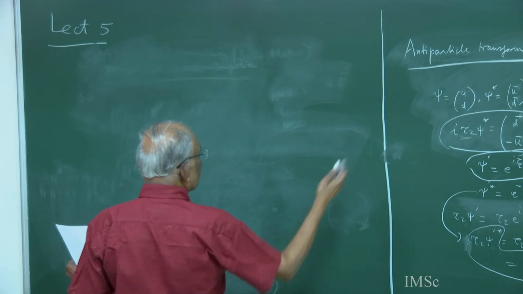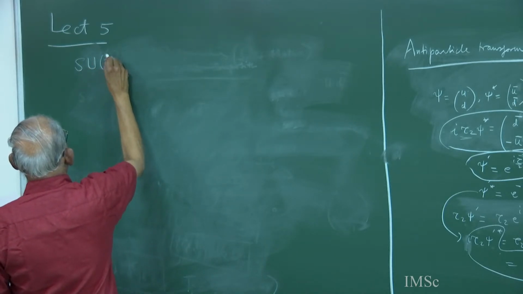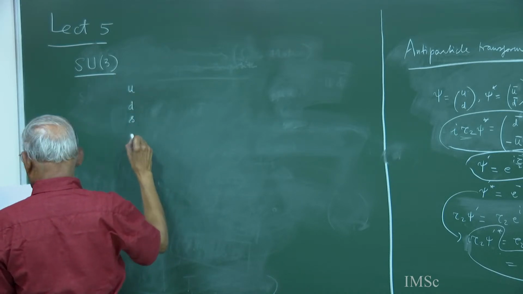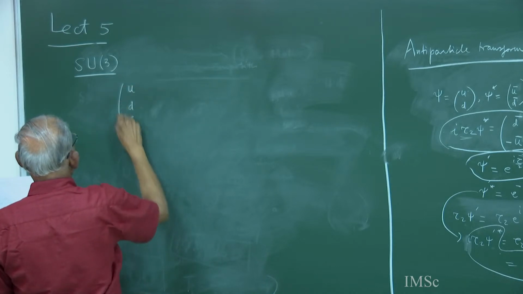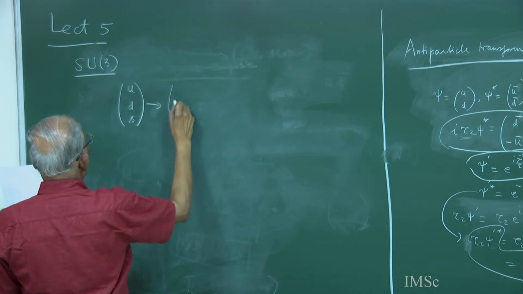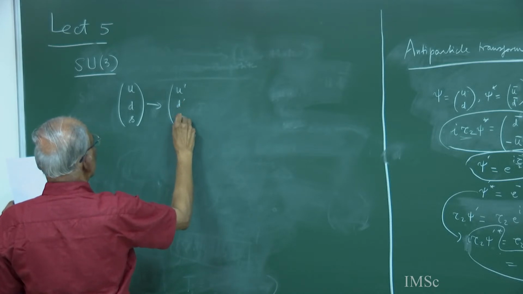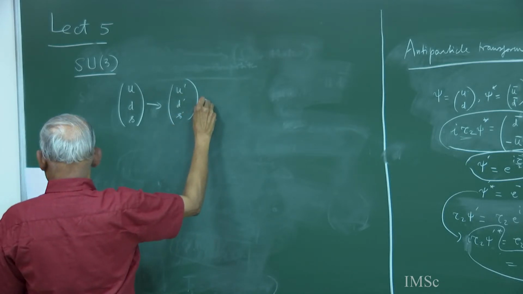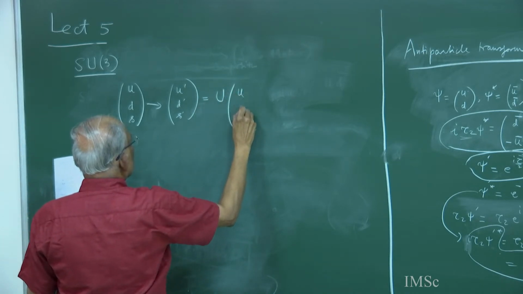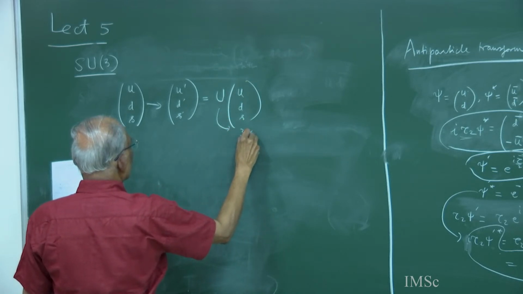So I go in parallel steps like U, D. We have now 3 quarks, SU3: U, D, S. By SU3, we transform them again by a 3 by 3 unitary matrix now. U prime, D prime, I don't know whether I am using the same notation, by U. So U is a 3 by 3.